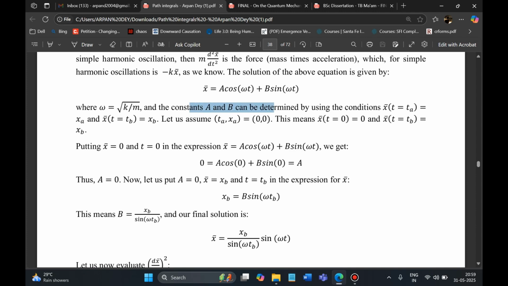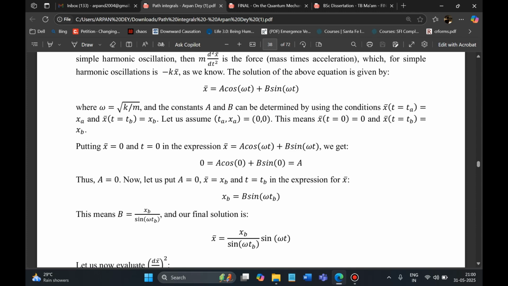Now again we can determine the constants like we did, because at t equals ta, x bar will be xa, and for t equals tb, x bar will be xb. Let's assume ta comma xa to be 0 comma 0, the initial point being the origin, the mean position you can say. So that means x bar will be 0 when t equals 0, and x bar will be xb when t equals tb.